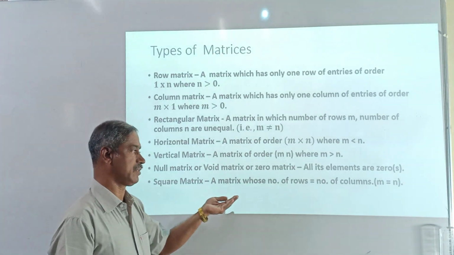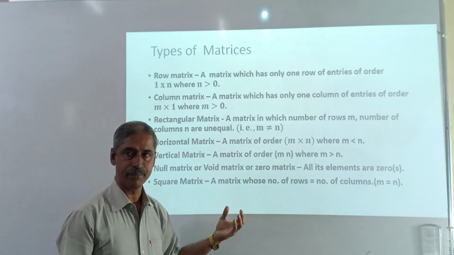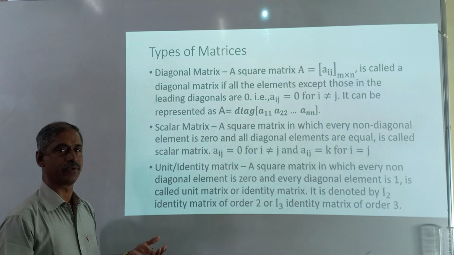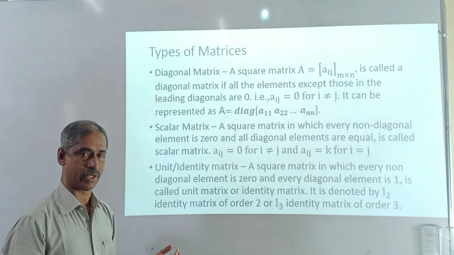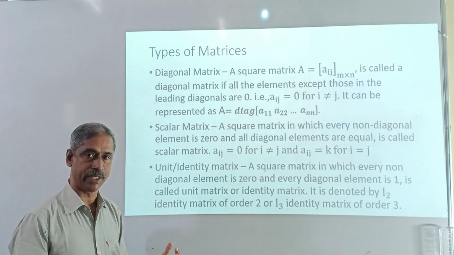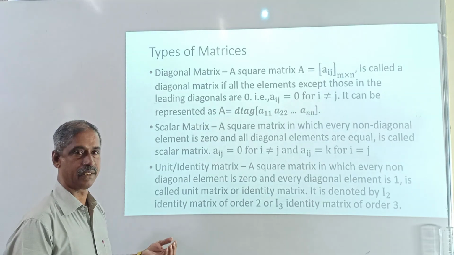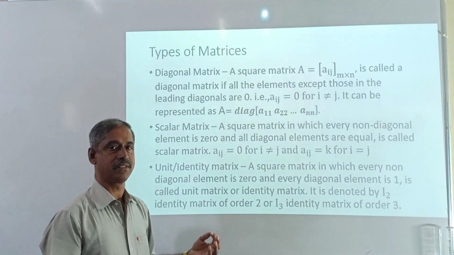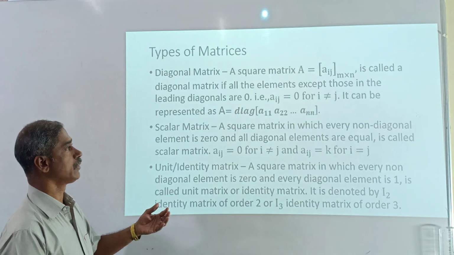Square matrix: a matrix whose number of rows and number of columns are equal. If there are equal numbers of rows and columns, we call that matrix a square matrix. A matrix of order 2 by 2, a matrix of order 3 by 3. These square matrices could be directly mentioned as a matrix of order 3 itself, instead of fully mentioning 3 by 3.